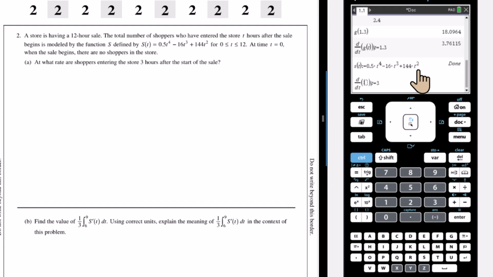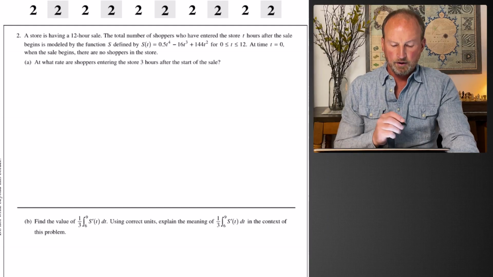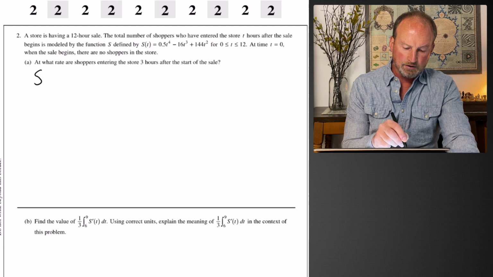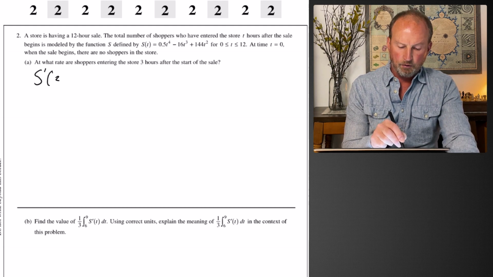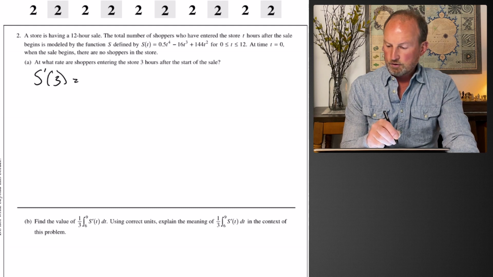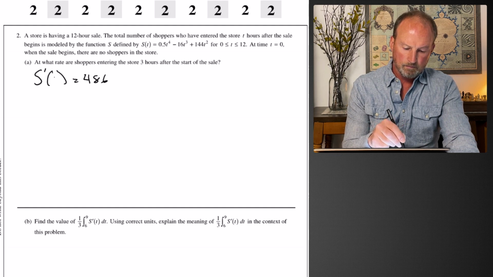Jump down here, hit OK, and I want to find the derivative of s of t with respect to t at 1.3, and we get 486. Now, I want to show what I'm doing. So over here, I'm going to write s prime of 3 to show what I typed into the calculator, and that equals 486.